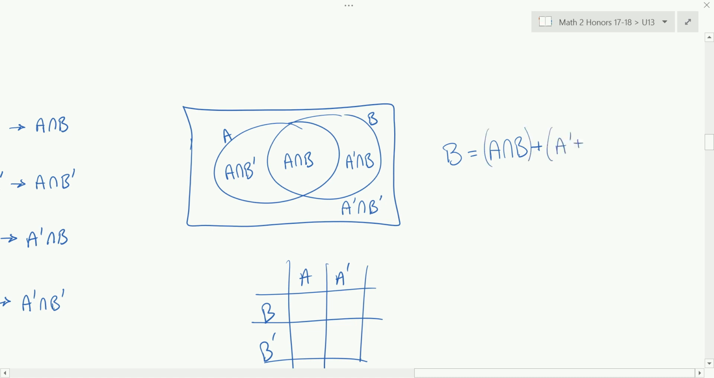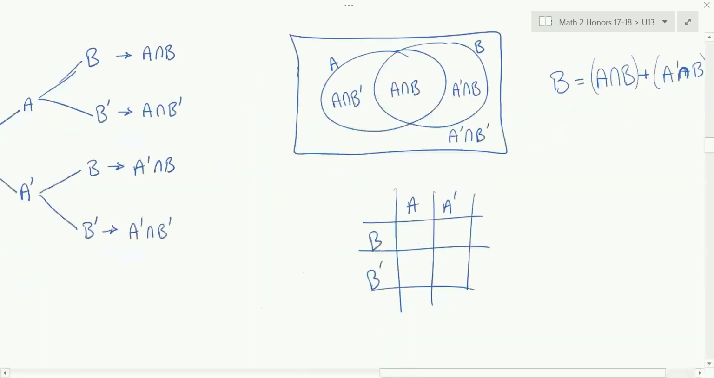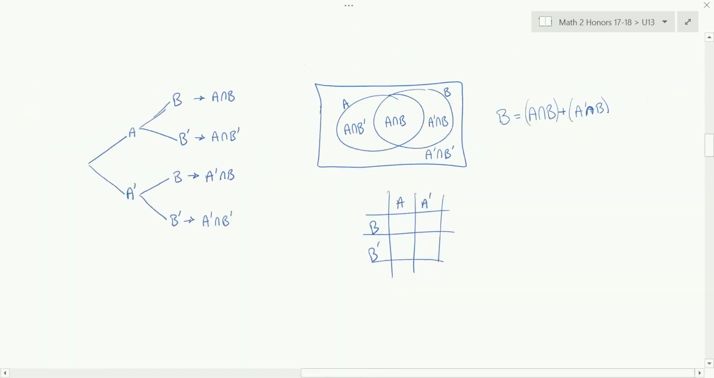Not A intersect B. Right? Because those are the two spots that create that full circle. So you're either in B and you're in A, or you're in B and you're not in A. Right? If you're in B, you're in one or the other. Making sense? A little bit? And so these are the connections that we're going to make when we work through these problems.